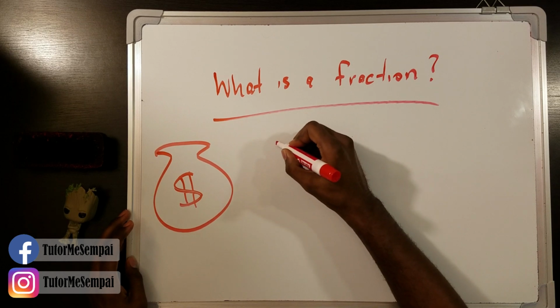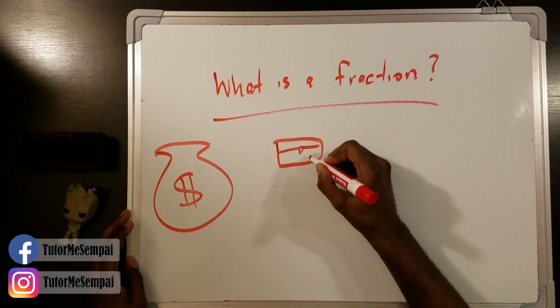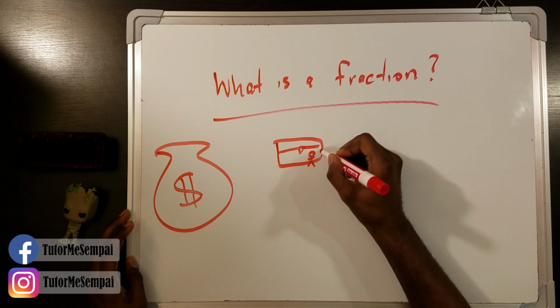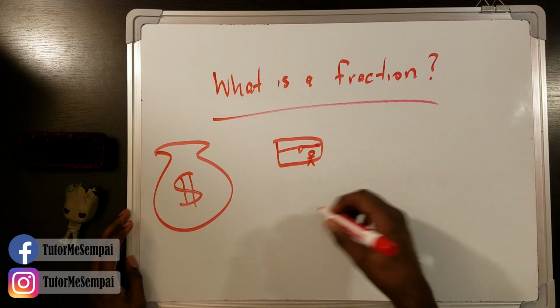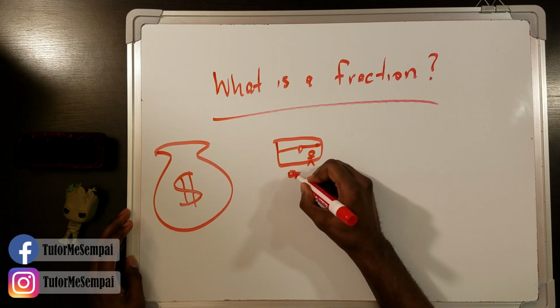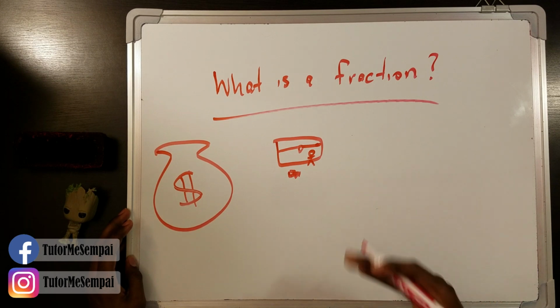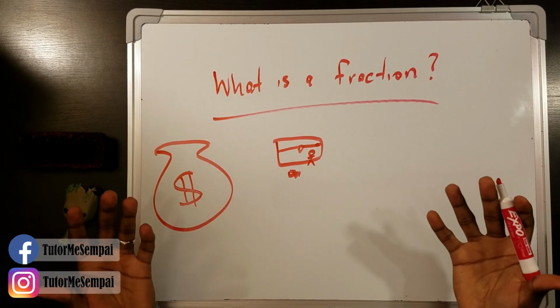Another example. Let's say you had a toy chest with a bunch of different toys. You know, just a bunch of different toys. That would be another group, a group of toys.